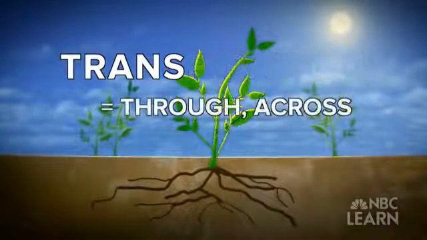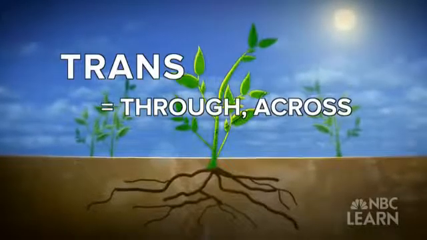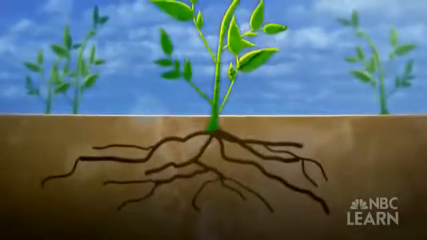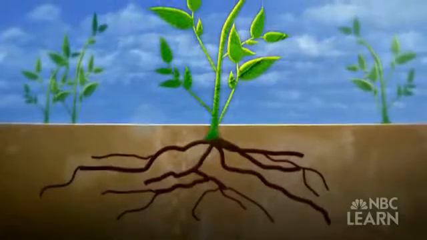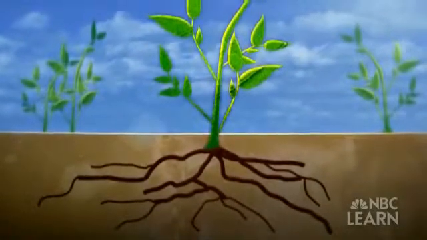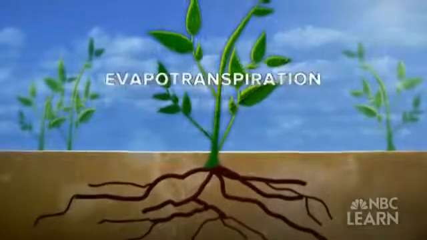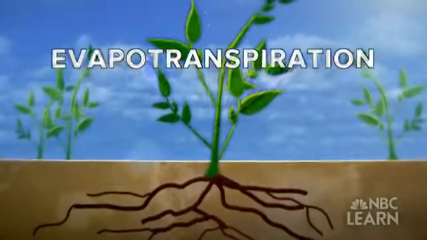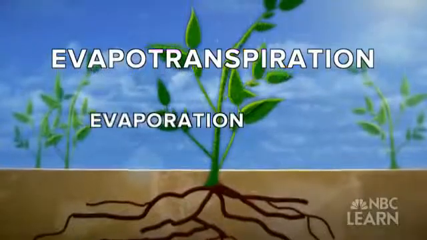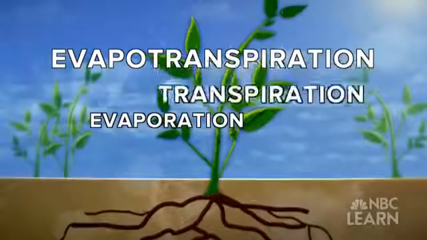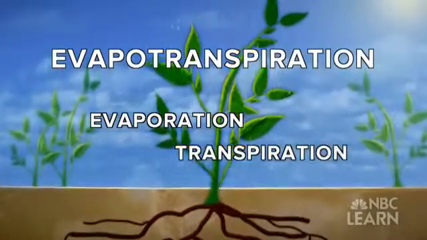Trans means through or across. Plant roots draw up groundwater. And plants pull that water up through their stems into their leaves and then release it back out through evapotranspiration. Evapotranspiration, a spelling bee-worthy term for evaporation from soil and water surfaces plus transpiration from plants.